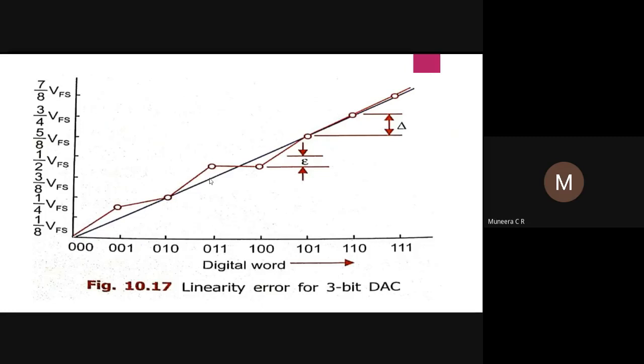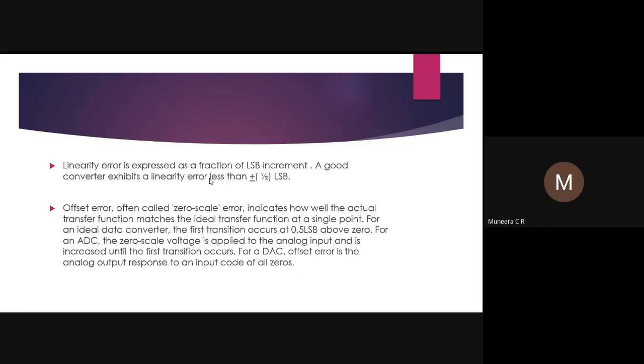So we have to calculate the linearity error in order to find the correctness of the DAC or ADC. The linearity error is expressed as a fraction of LSB increment. If the error is less than plus or minus half LSB, of course we can consider it a good converter, because if the error is within half LSB, that will not affect the output.